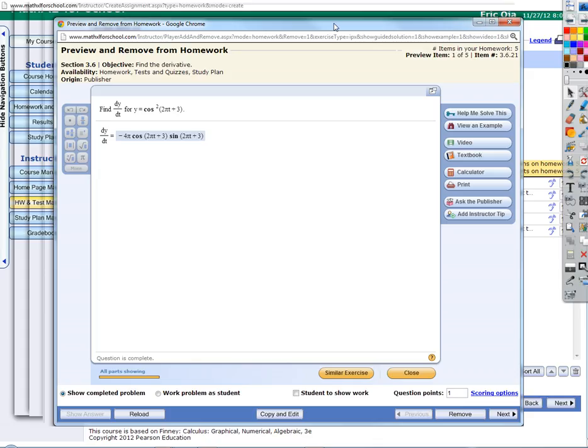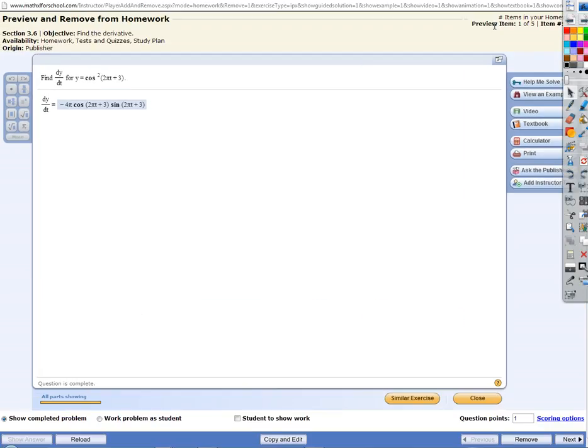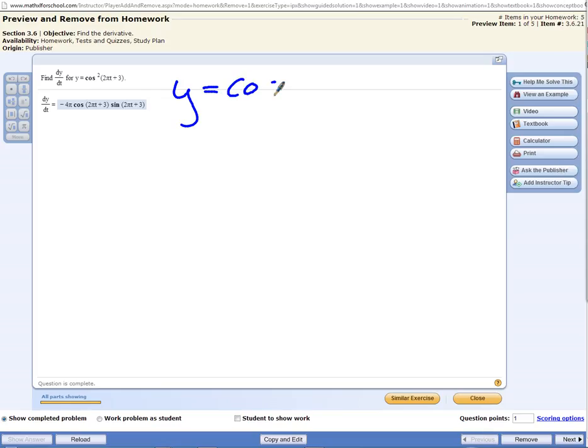So we're trying to find the derivative here, dy dt, and they're giving us, let me rewrite this, you can't see that. Here's y. And they want us to find dy dt. Okay?